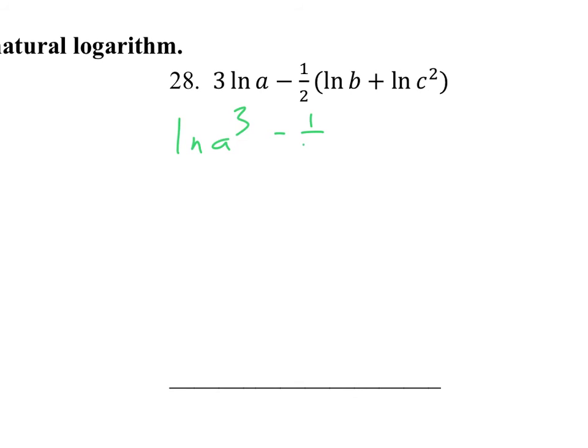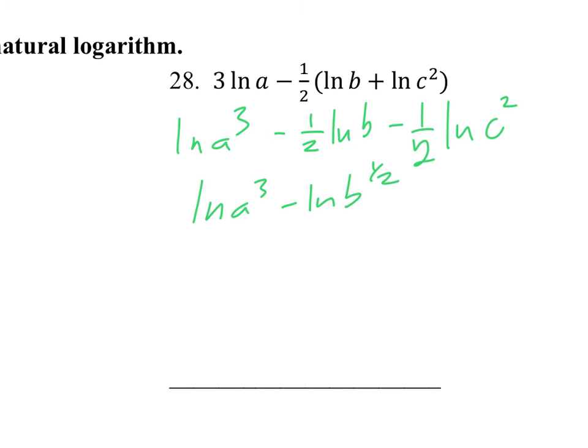And we'd have a minus 1/2 natural log of b minus 1/2 natural log of c squared. Now using the power property on both of those, I would have minus natural log of b to the 1/2 power, and then minus the natural log of c. Now what happens there is you get c squared to the 1/2 power, you multiply the 2 by the half, and you get just the 1. To finish condensing this down, we get the natural log of a cubed. The b to the 1/2 would be in the denominator, and the c would be in the denominator.